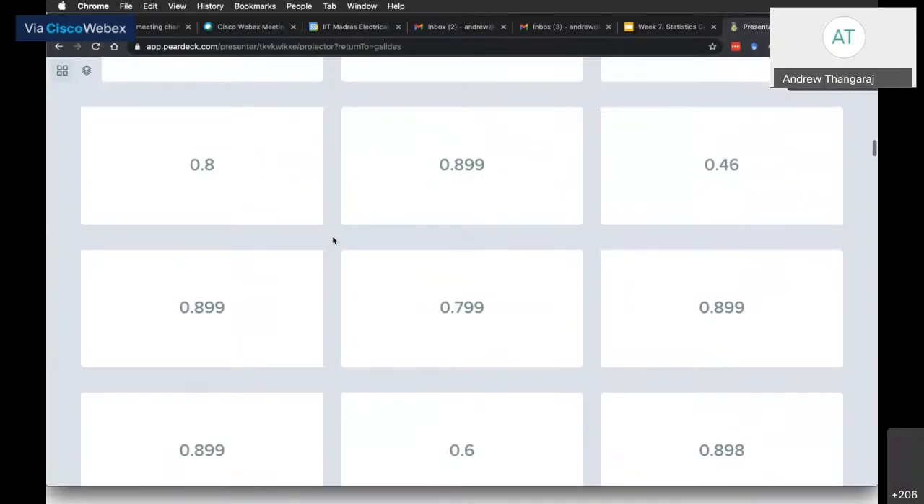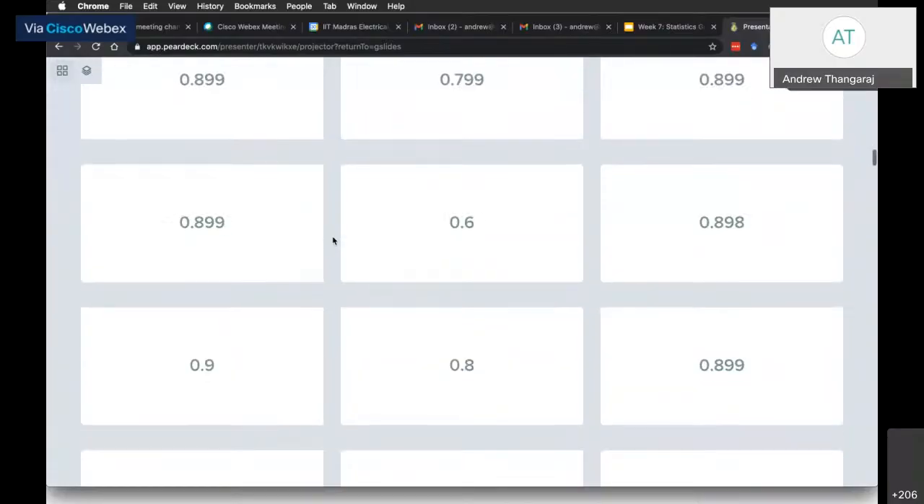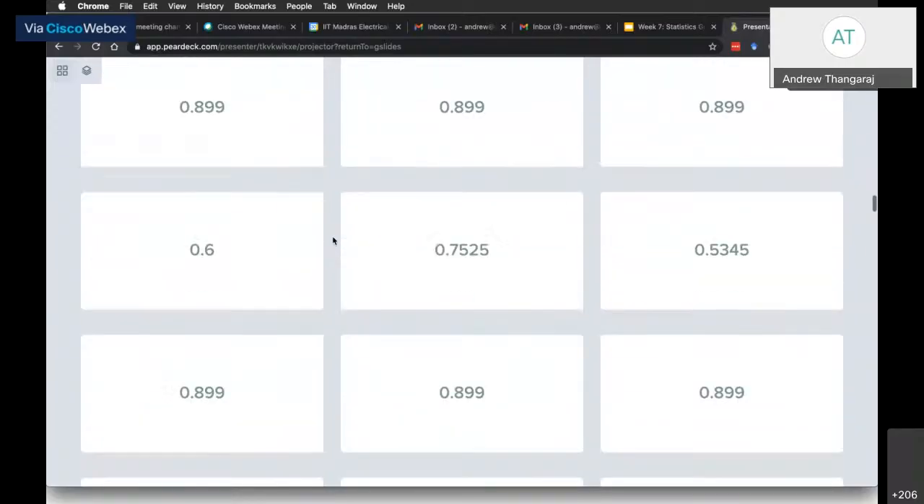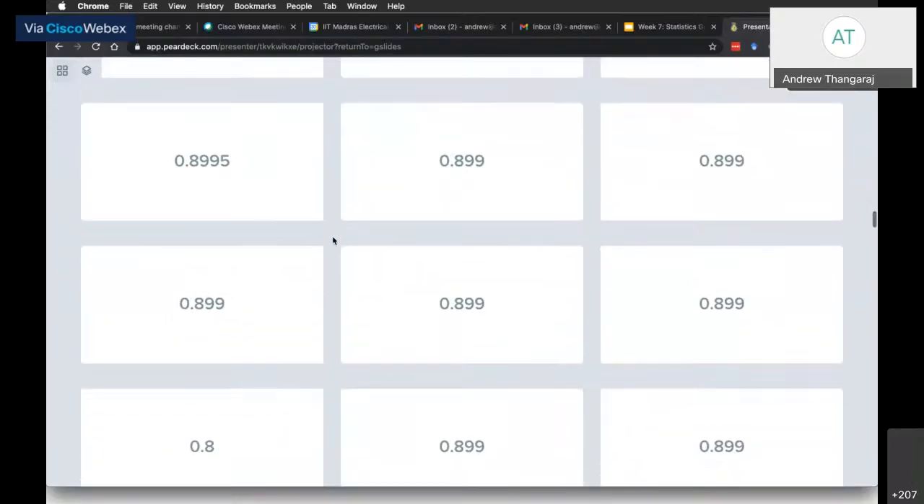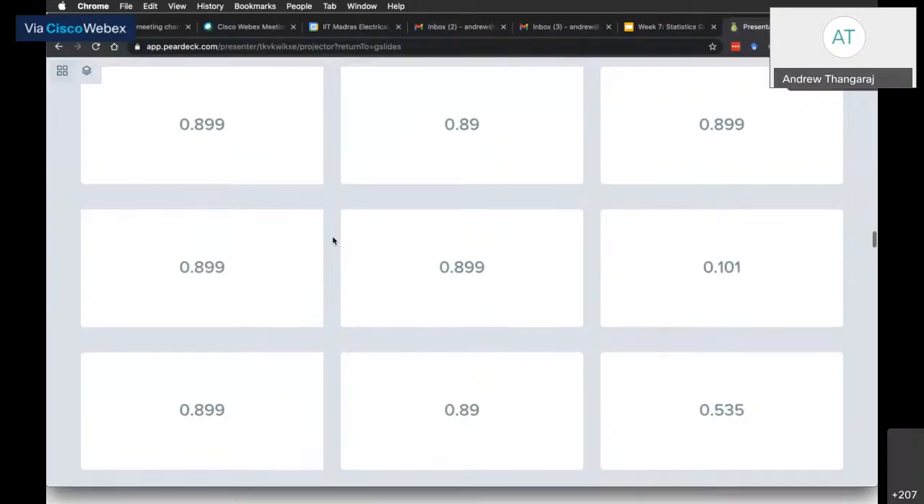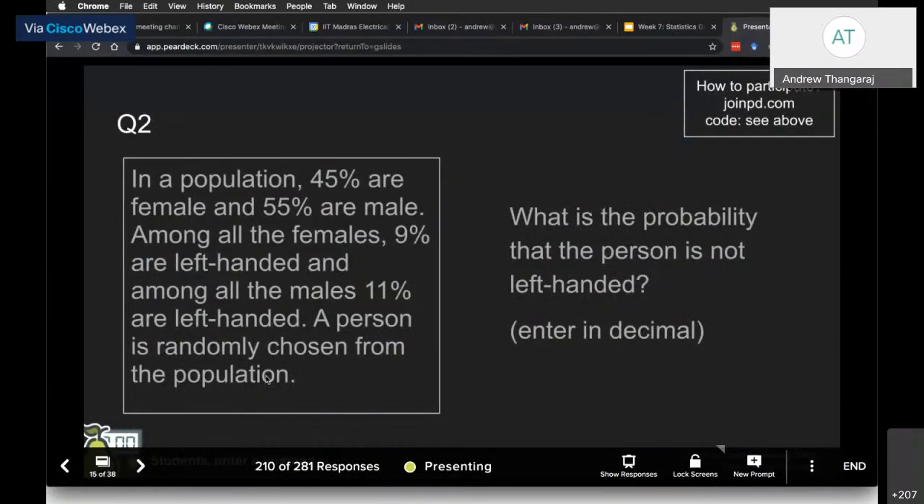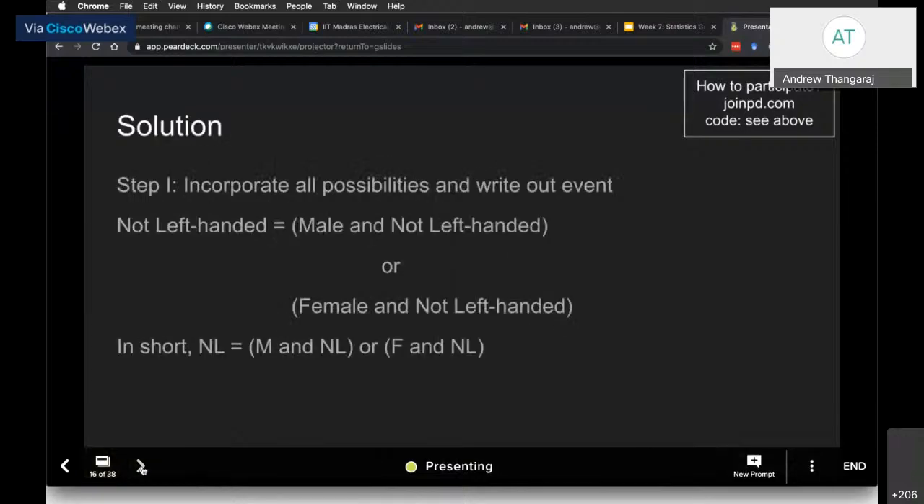There are other answers as well, 0.46, 0.6, 8. I don't know where to get that from. Okay, so there is some variety, but mostly people have given 0.899. So that's good to see. So let me walk you through the solution. I'll introduce you to this other rule which we didn't put down.